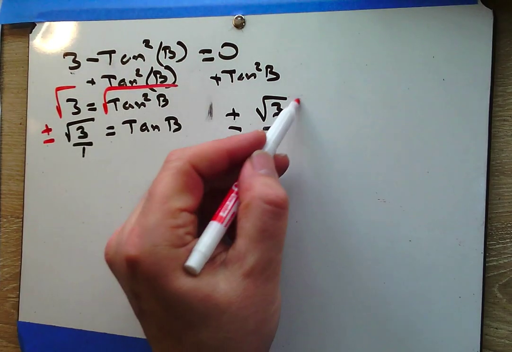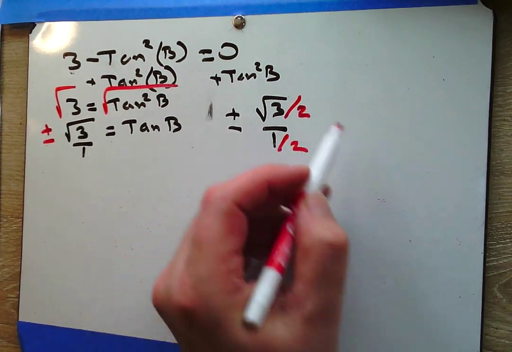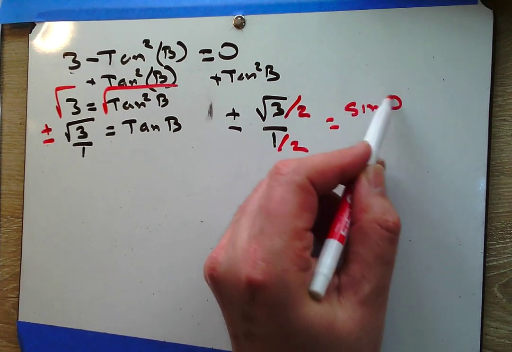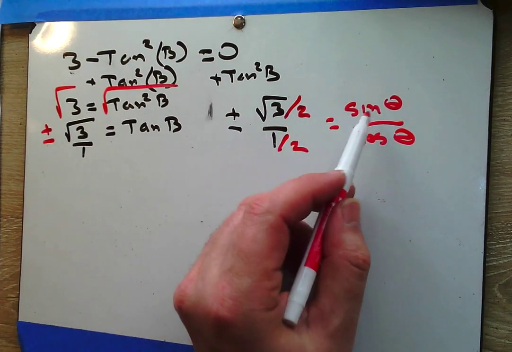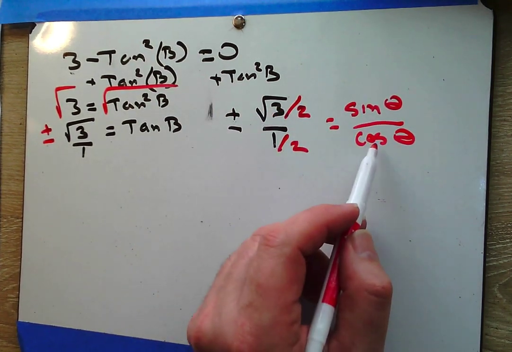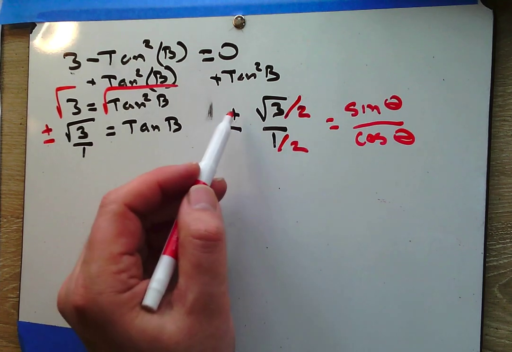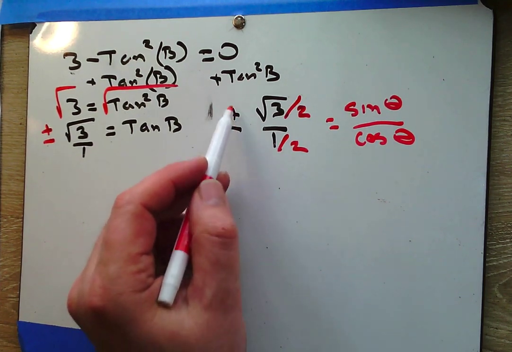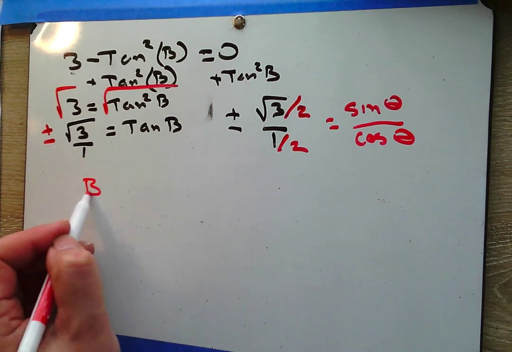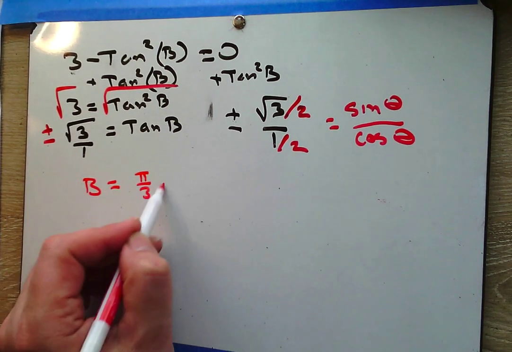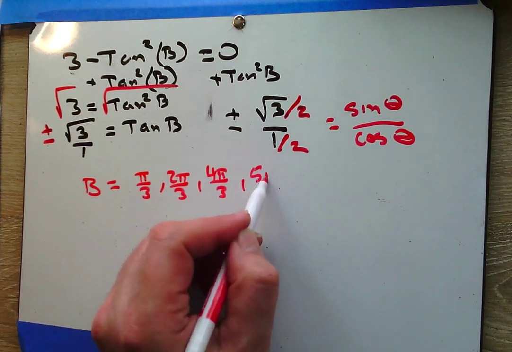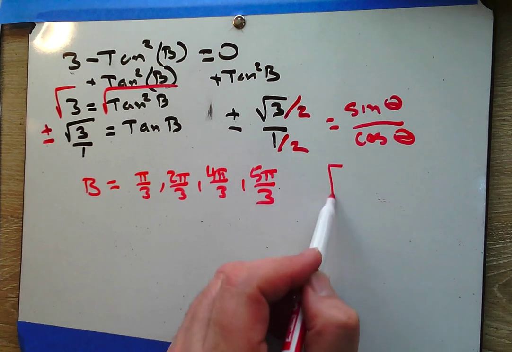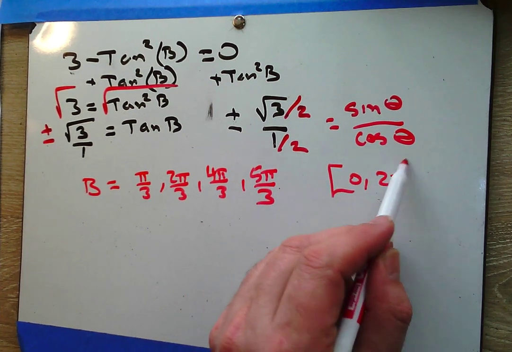And the answer is, I don't know. But if I divide each of these by 2 and think about tangent as sine over cosine, then I think, well, I know when sine is root 3 over 2. That's when cosine is equal to 1/2. And I want all of them because I want the plus and minus versions. So theta is pi over 3, 2 pi over 3, 4 pi over 3, 5 pi over 3. We get 4 solutions on 0 to 2 pi.